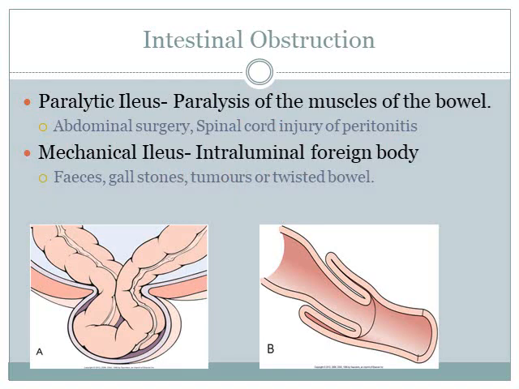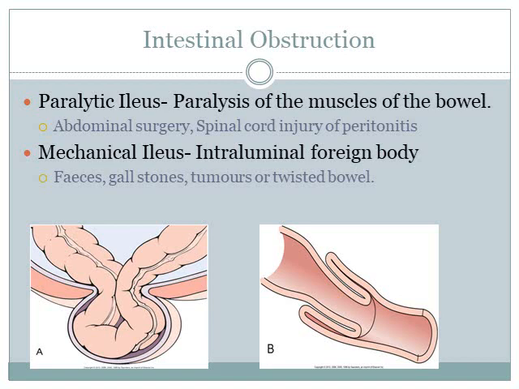Alright, we'll finish off really quickly for the intestinal side of the house with obstructions. Now, two main causes of obstruction are either paralytic, so this is where you paralyze the muscles of the bowel. So abdominal surgery is common because if you end up playing with it, stretching it, the muscles get fatigued and they don't work for a little while. But you also have peritonitis and spinal cord injuries as well.